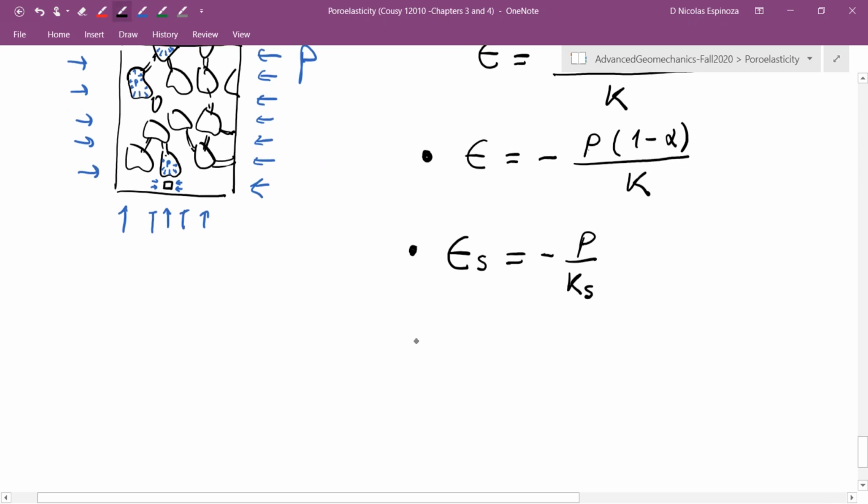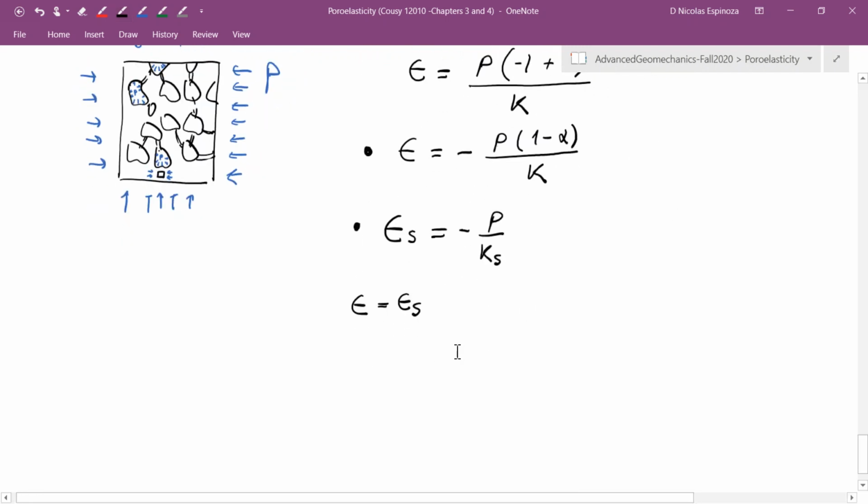And so if I state that mathematically, that means that the volumetric strain is going to be equal to the volumetric strain of the solid. And if I relate the two equations that I had above, then the result is going to be, let me get rid of the negative signs, P times (1 minus alpha) divided by K is going to be equal to P divided by Ks. And these P are going to cancel out.